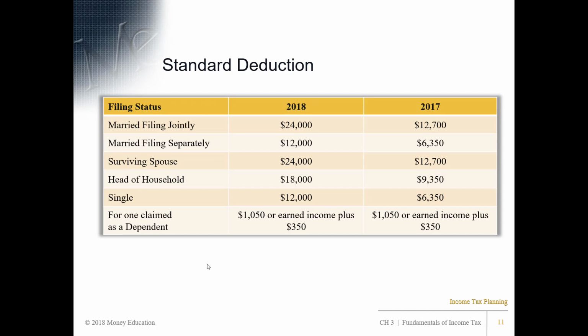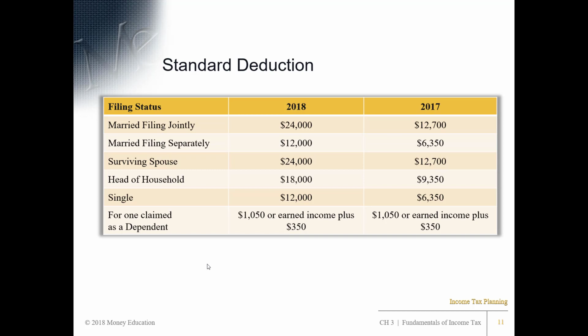So here's a comparison of what happened from 2017 to 2018. The standard deduction went up. Married filing joint is $24,000 for 2018, and it was $12,700. Married filing separate is $12,000. It was $6,350. Surviving spouse, also known as qualified widow or widower, is $24,000. It was $12,700. Head of household is $18,000. It was $9,350. Single is $12,000. It was $6,350. And it's $1,000 for one claimed as a dependent.